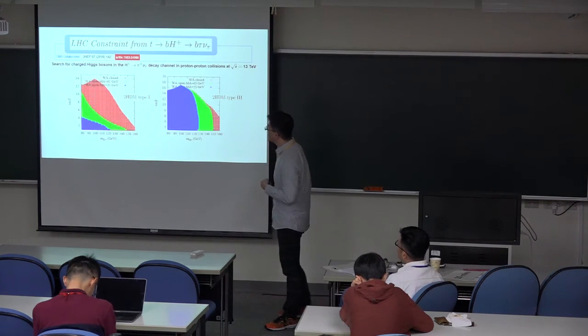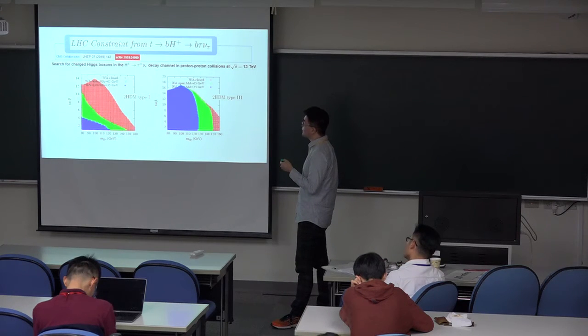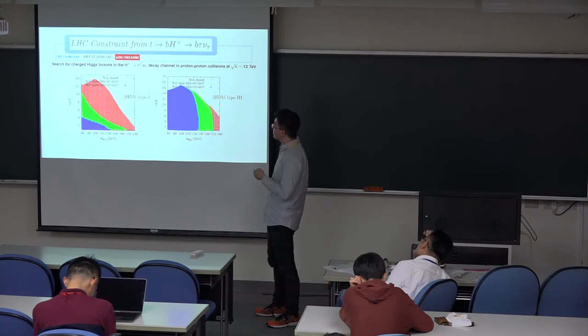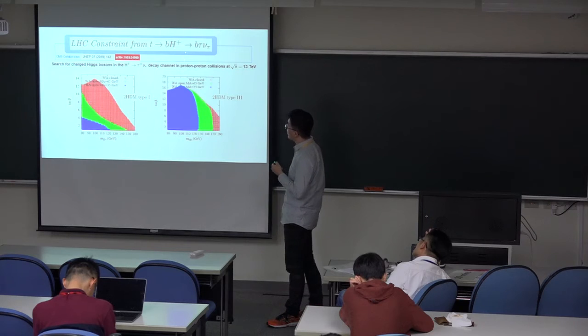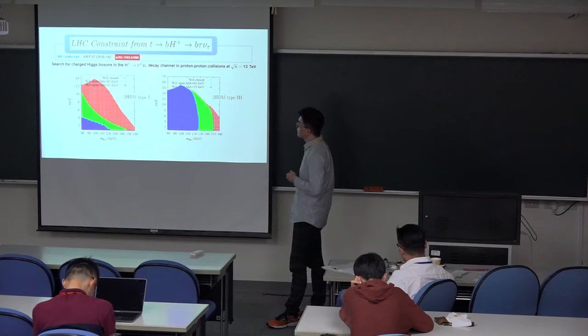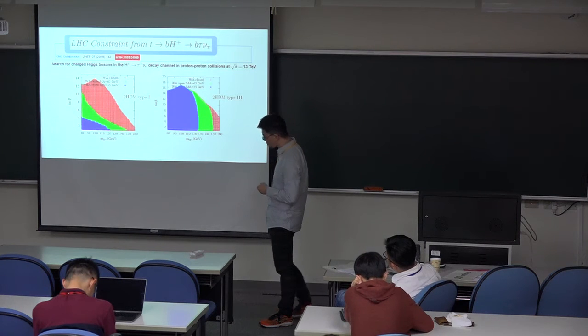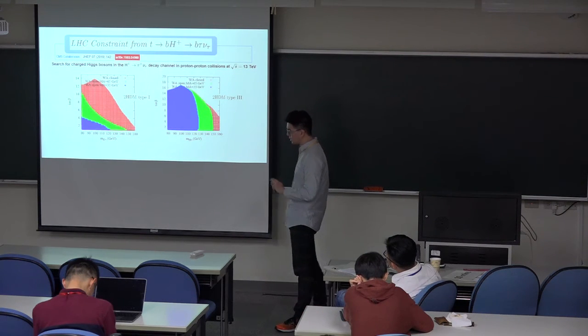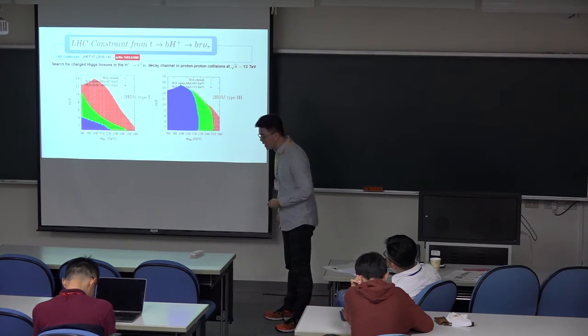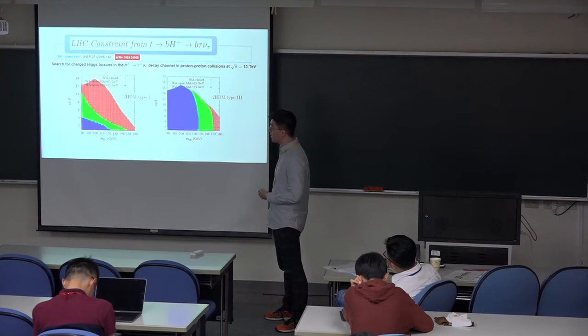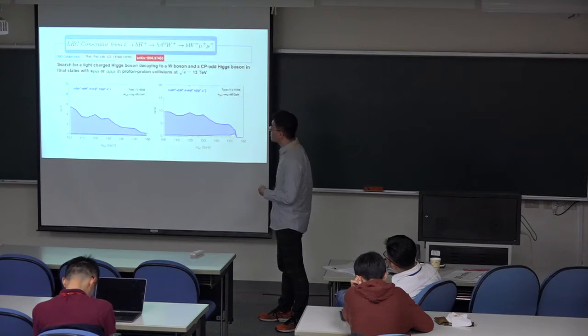Okay, so here is a constraint from the LHC for the light charged Higgs. For example, here we consider a charged Higgs decay to tau nu, and the left-hand side is type 1, and the right-hand side is type 3. Okay, I will not go into the details. I just want to tell you, I consider all the constraints from colliders and other sources.